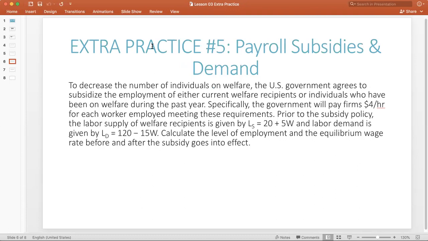So essentially the same kind of situation as last time, but instead of a payroll tax, it's now a payroll subsidy. So this is going to affect our equation a little bit differently than last time. We just know beforehand that this subsidy is going to be $4 an hour. And they give us our equations of labor supply and labor demand, which is 20 plus 5W, and labor demand is 120 minus 15W.